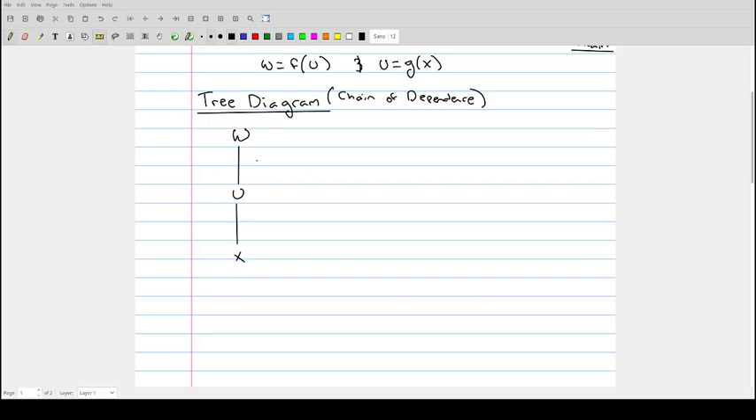And we label the edges of the tree diagram with exactly how the top variable, or the variable above, depends on the variable immediately below it. Specifically, the rate of change of W with respect to U is going to be the derivative of the function f with respect to U, or f prime of U. And similarly, the rate of change of U with respect to X is going to also be written on this label right here, because this line represents that U depends on X. So the rate of change of U with respect to X, or G prime of X, is what this line gets labeled as.